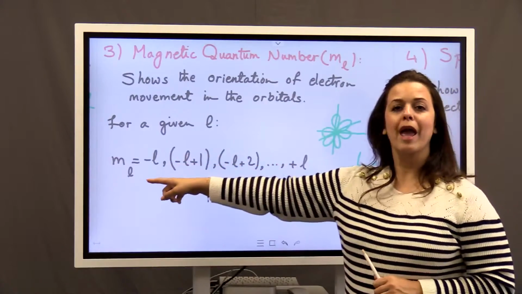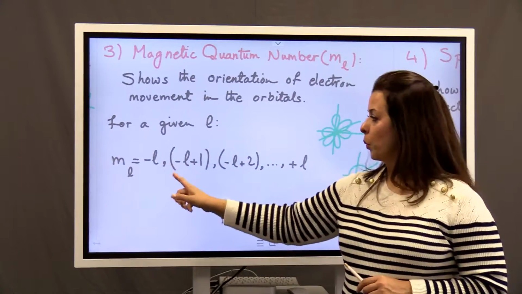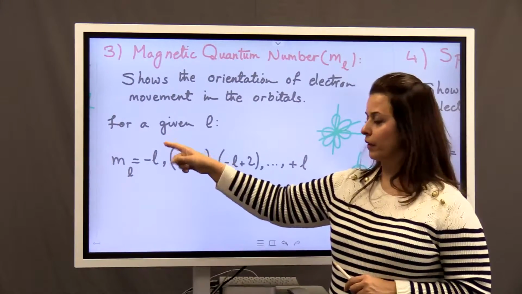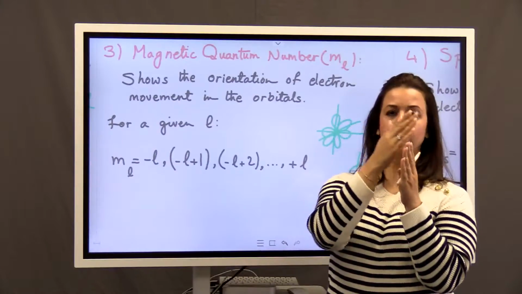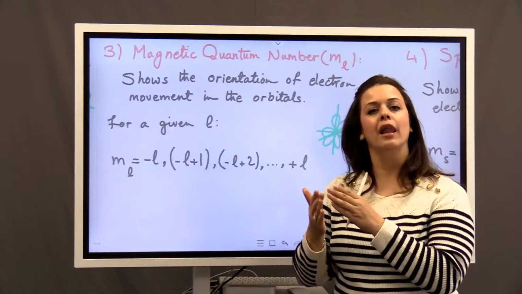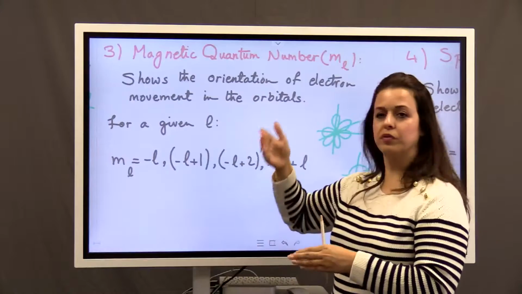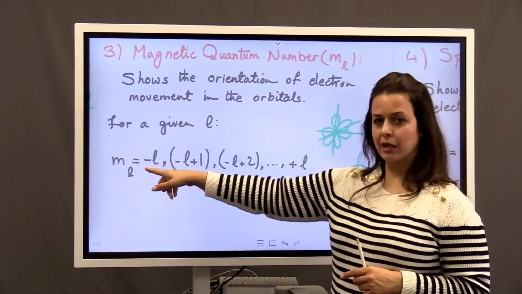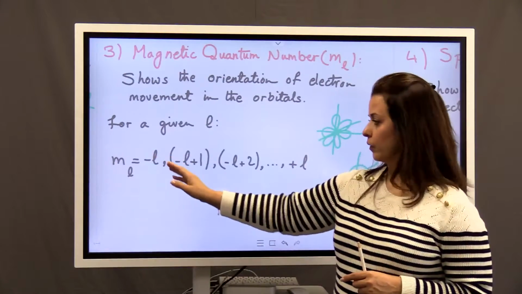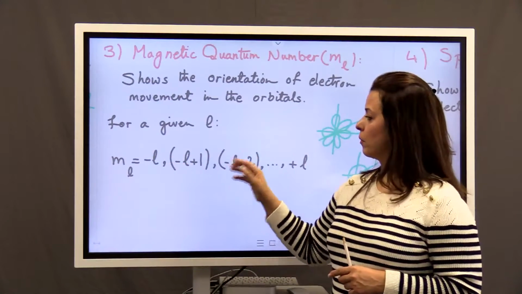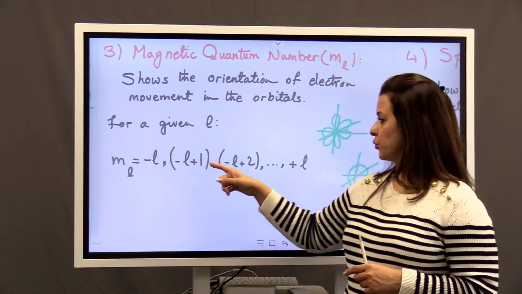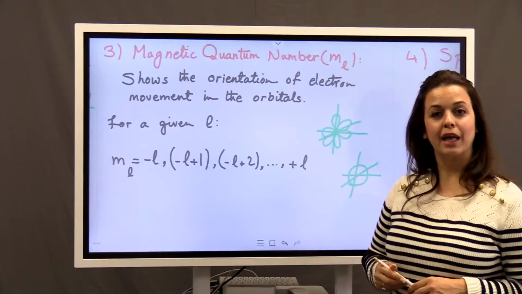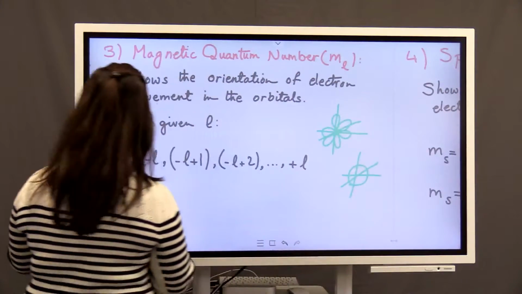So for ML values, we have to start from minus L, because we have L. These are in sequence. You start from N, you will find L, then after you find L, you will find ML. So for a given L, ML values are minus L, minus L plus 1, minus L plus 2, until you reach the same number as L. We definitely need an example here. All right, pay attention.